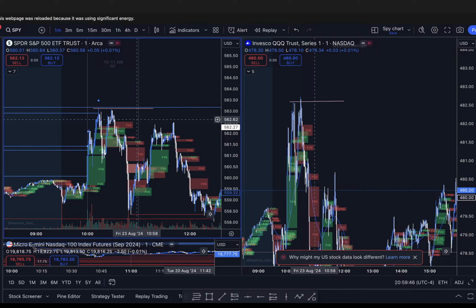Someone said NVIDIA to the moon, period. I don't trade gold. I am trading now to 100.